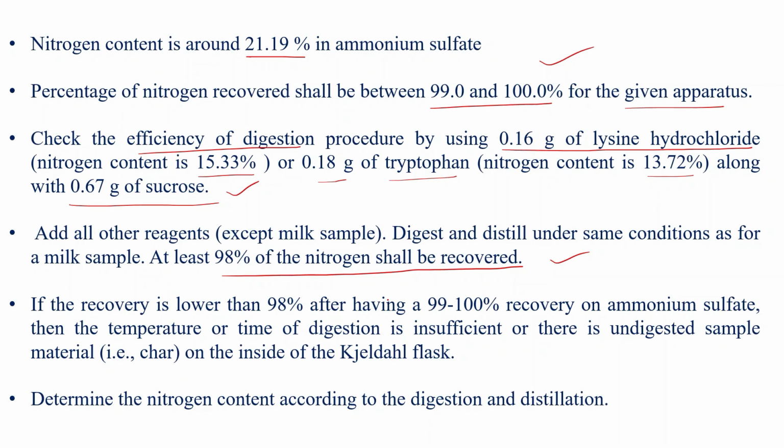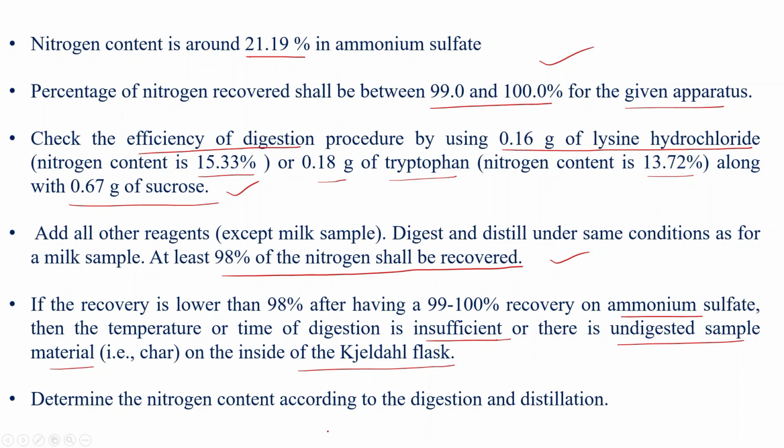The recovery should not be less than 98%, and if it is less than 98% after having 99 to 100% recovery with ammonium sulfate, then there may be two reasons. One is that the temperature or time of digestion is insufficient, and the other is that there is undigested sample material on the inside of the Kjeldahl flask. Because of that, the recovery comes out less than 98%.